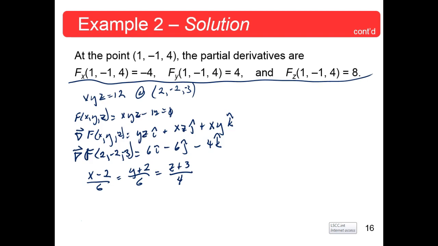Only it's a minus 4. These two are minuses because of those two minuses. That one's a plus because of that one. Okay? Now they put the minuses in the denominator. I don't really see why, but that is what they call the set of symmetric equations for the normal line to the surface.